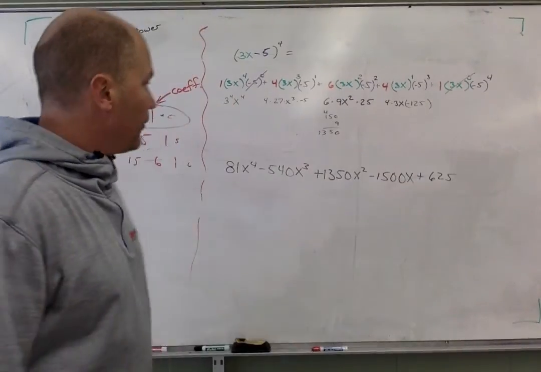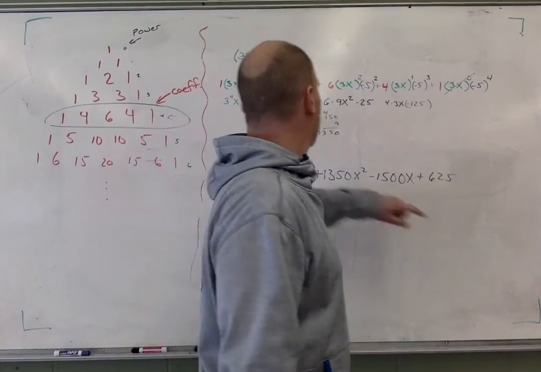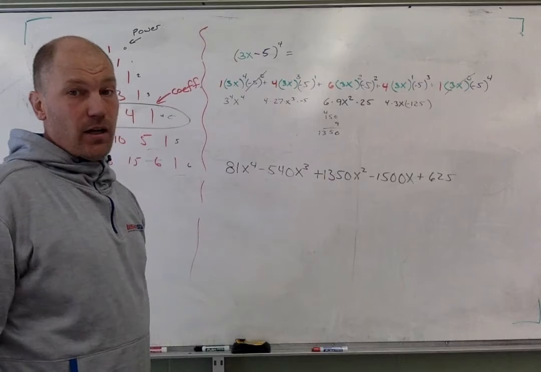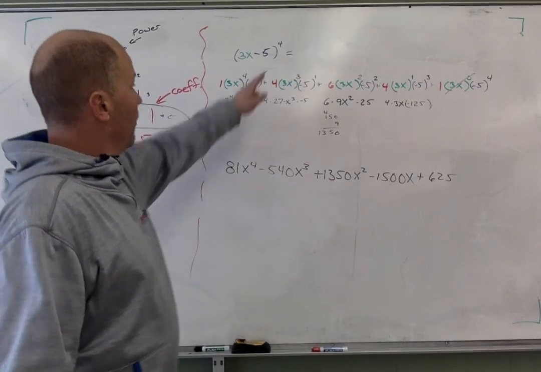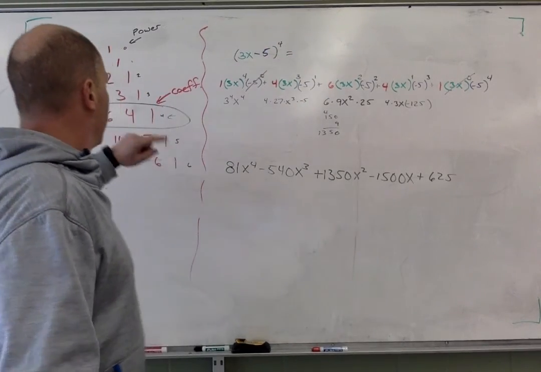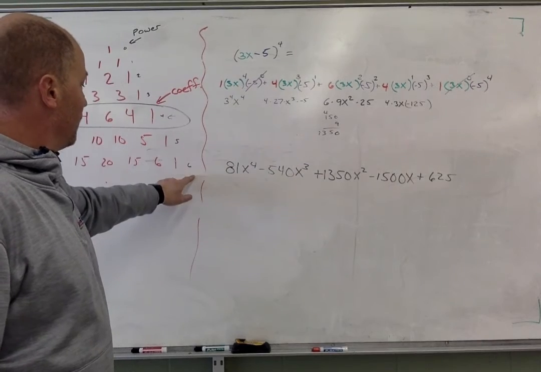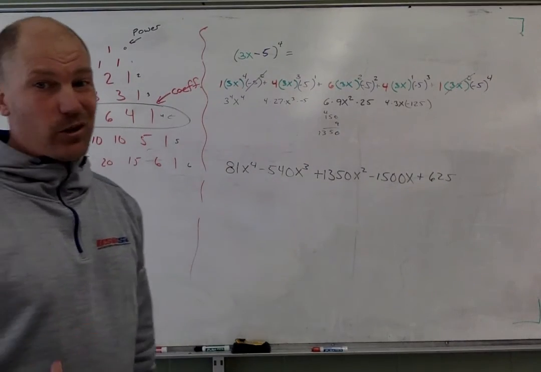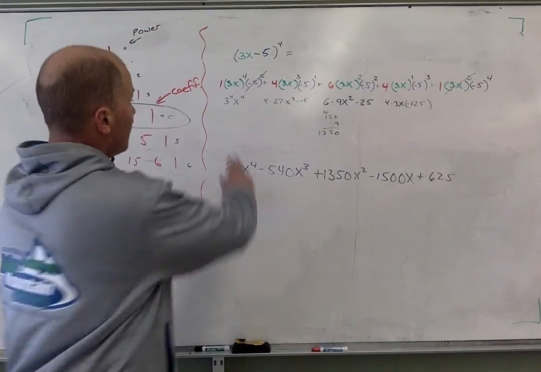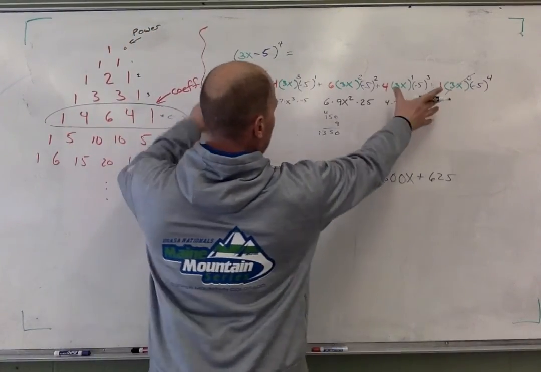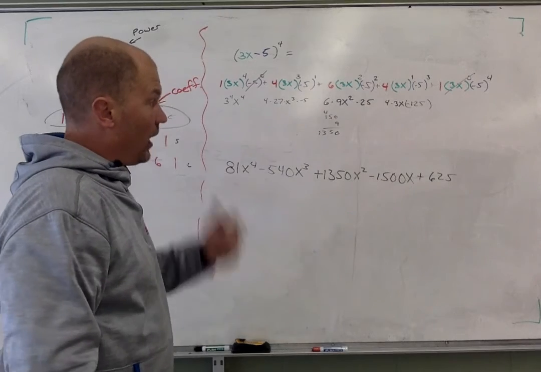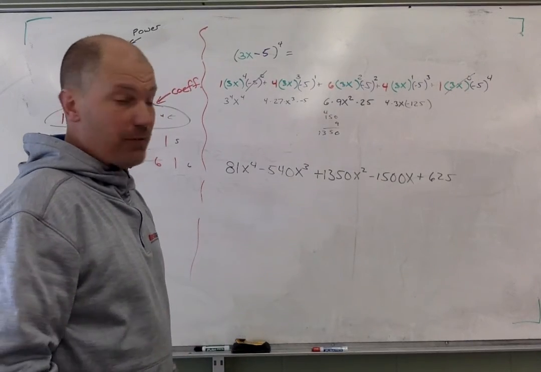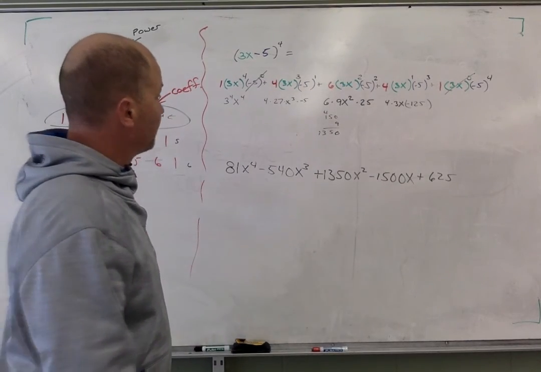So this is the answer to this question. The big thing that you've got to do is go, okay, what's the power? Find that row, whichever row it is. Figure out how many terms there are. It's always one more term than there are powers. Write it out nice and neat, and just be careful with your mathematics. If you write it out neat and you're careful with your mathematics, it's not too bad.